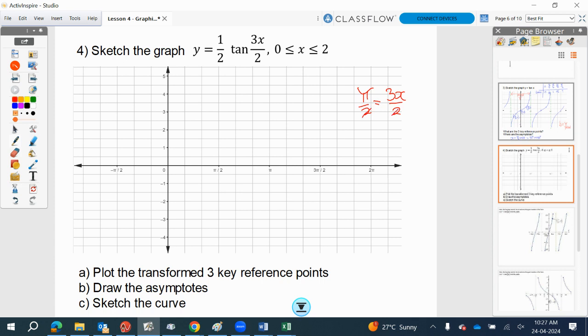Cancel these two. Pi over 3 is equal to x. This is our first asymptote.